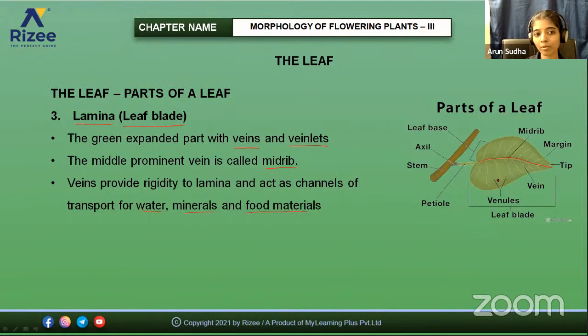Okay, so what's the role of the lamina? The lamina is the green expanded part with veins and veinlets, and the middle prominent vein is called the midrib. These provide rigidity to the lamina and act as a channel for the transport of water, minerals, and food materials. So we saw the three parts of the leaf: the leaf base, the petiole, and the lamina. These are the parts of a leaf.